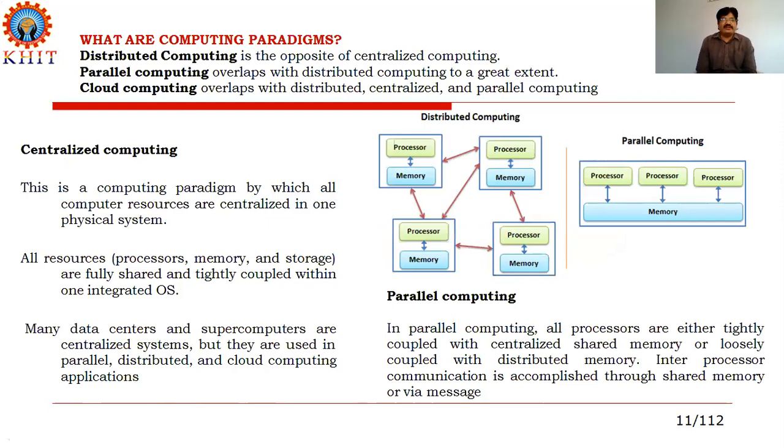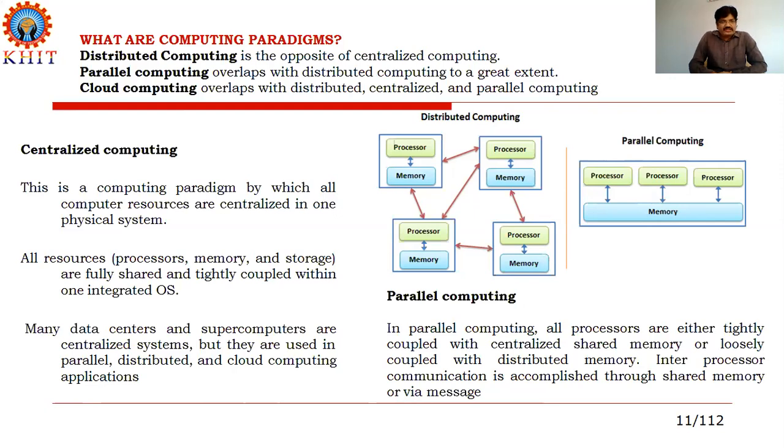Next. What are the various computing paradigms? As I already said, these are three computing paradigms, but not limited to three; there are five in total. They are distributed computing, parallel computing, cloud computing, utility computing, cluster computing, and grid computing. What is distributed computing, what is parallel computing, what is cloud computing, what is grid computing, what is utility computing, and the difference among those we'll discuss in this slide.